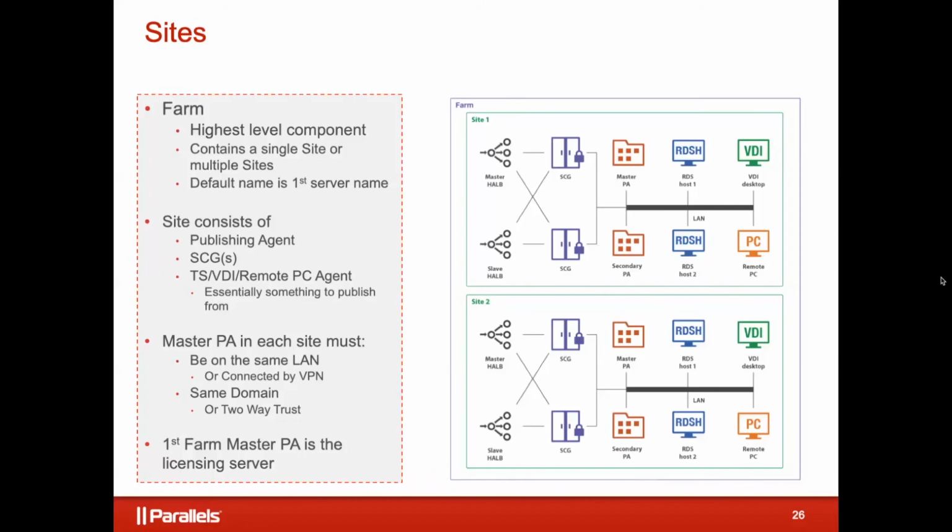What ties them together into a single farm entity is two things. One of them, the big one, is the master publishing agent in the first site is your licensing server for everything in the farm. So the publishing agents in Site 2 need to talk back to that very first publishing agent in the very first site to be the license server, right? So that's what ties them together.